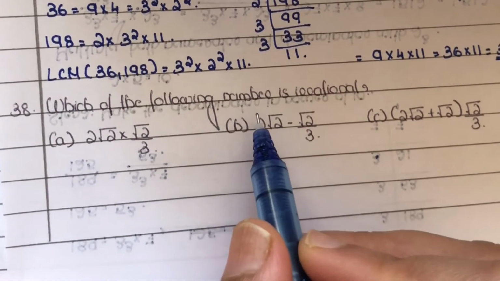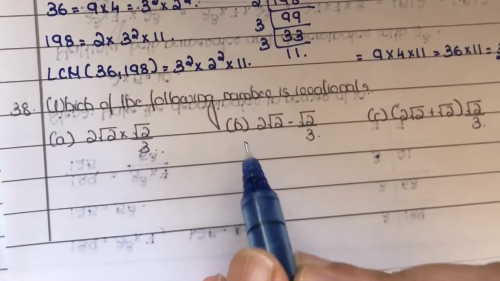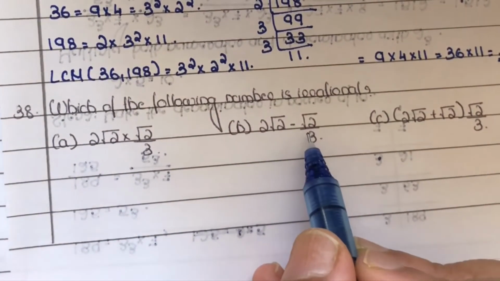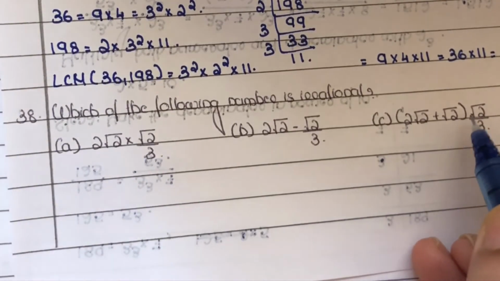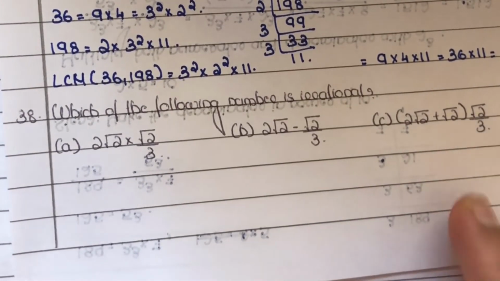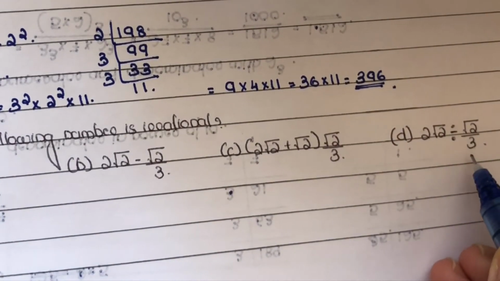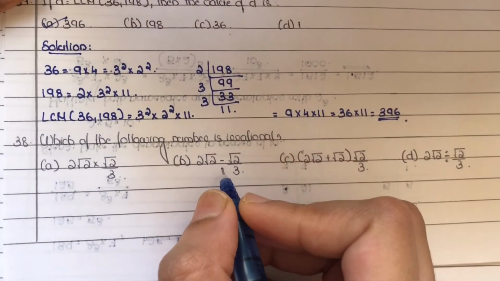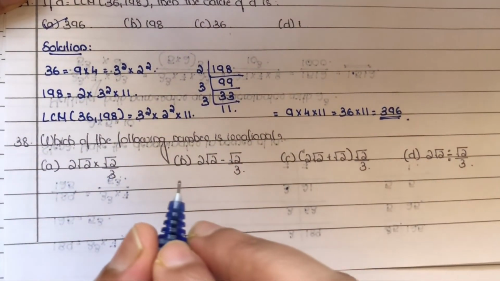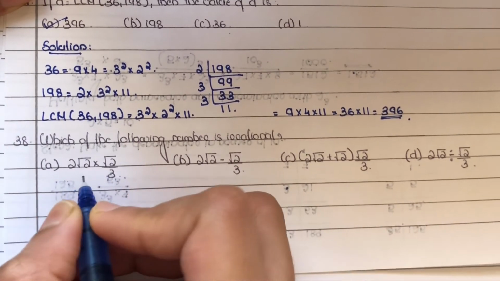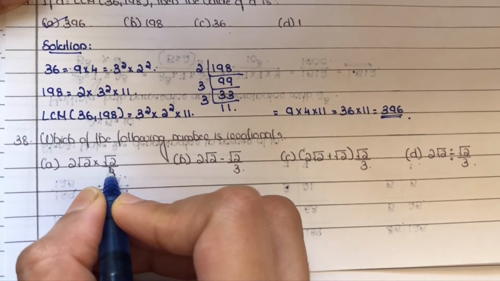Next, number 38. Which of the following number is irrational? A: 2 root 2 into root 2 by 3. B: 2 root 2 minus root 2 by 3. C: 2 root 2 plus root 2 into root 2 by 3. Option D: 2 root 2 divided by root 2 by 3. First we can factorize each option and then we can see which number is irrational or rational.